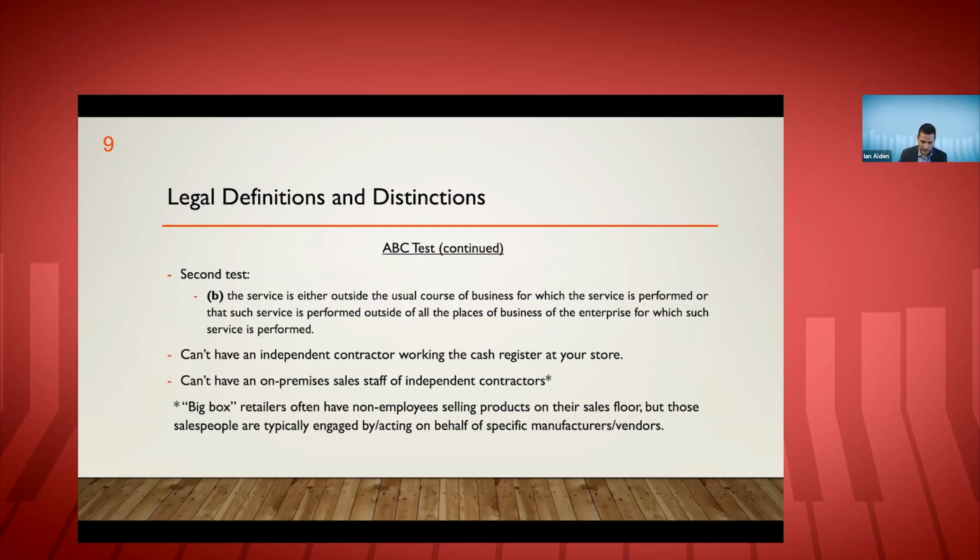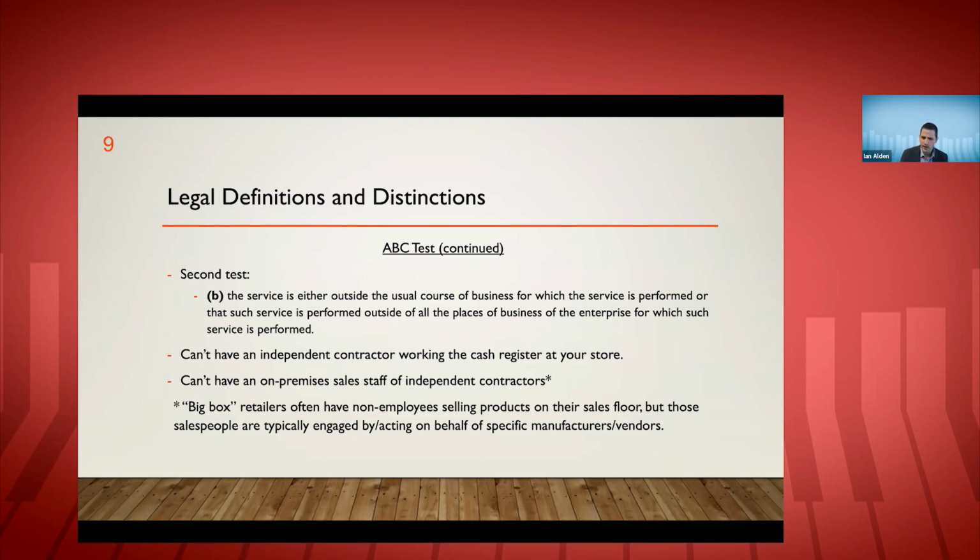The second part of the ABC test: outside the usual course of business for which the service is performed. A common example of this is if you are in the retail business, selling home goods, and you try to staff your store with independent contractors who are going to work at the store and sell your home goods for you. They're essentially engaged in the same business or enterprise that you are, and they're doing it on your behalf. You typically fail part B of the ABC test then.